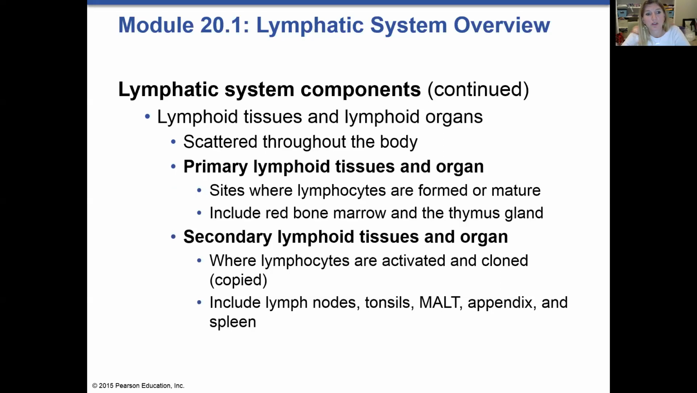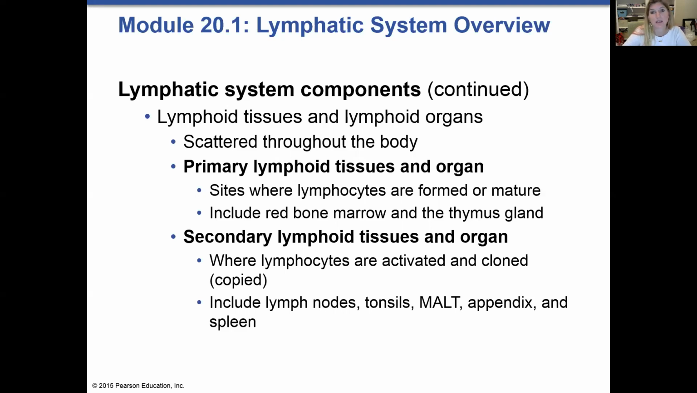The lymphoid tissues and lymphoid organs are scattered throughout the body. The primary lymphoid tissues and organs are where lymphocytes mature. This is places like the red bone marrow and the thymus gland. And then there's secondary tissues and organs where the lymphocytes are activated or where they're copied or cloned.